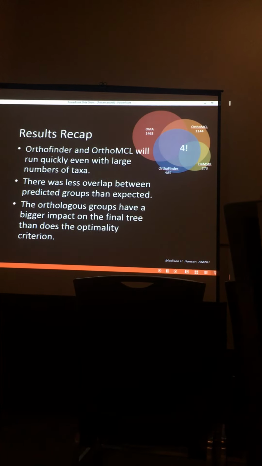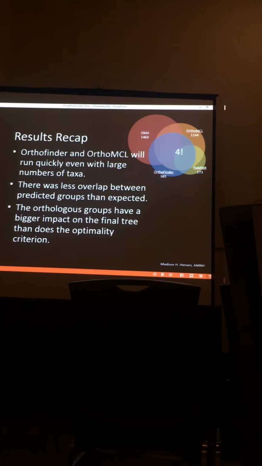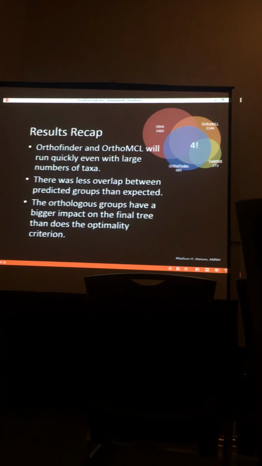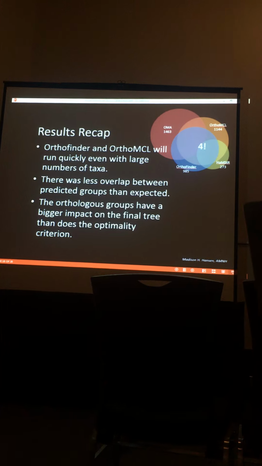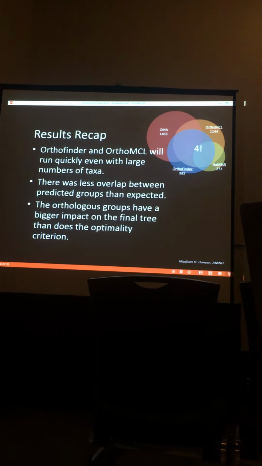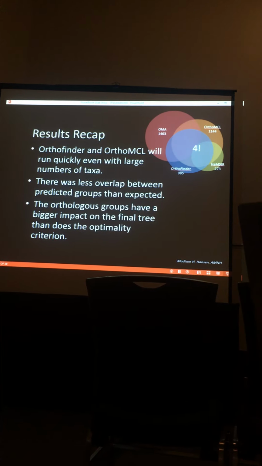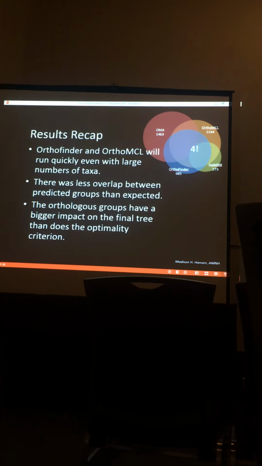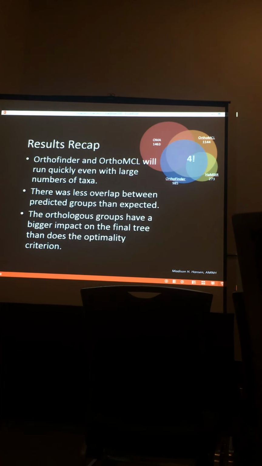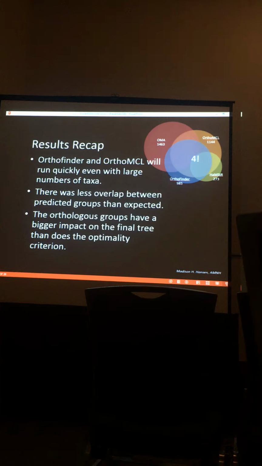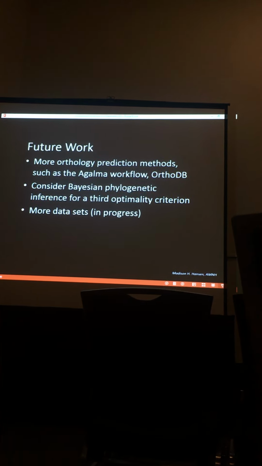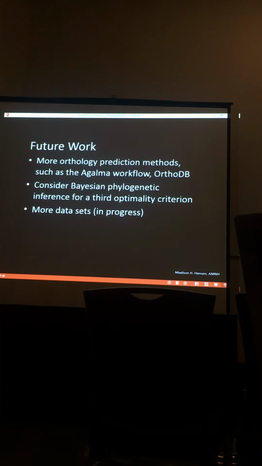So to recap the results, OrthoFinder and OrthoMCL were the 2 fastest programs, and if you have a large data set, you can expect them to still run quickly. There was far less overlap between the predicted groups than expected. Only 4 orthologous groups of genes were predicted by all the programs. And the orthologous groups had at least as big or bigger impact on the final species tree as the choice of optimality criterion. For future work, I want to add more orthology prediction methods.